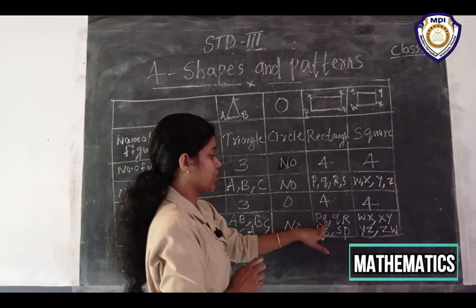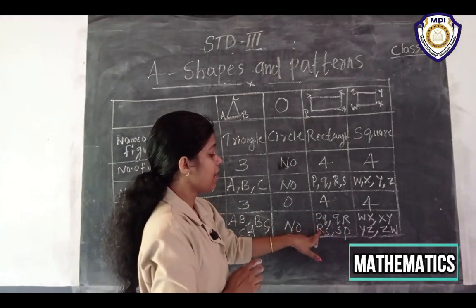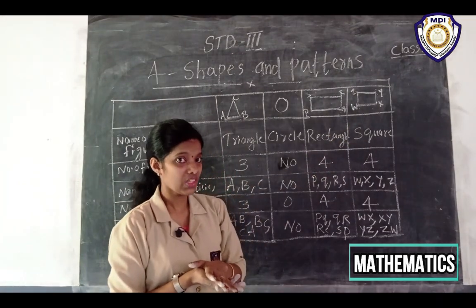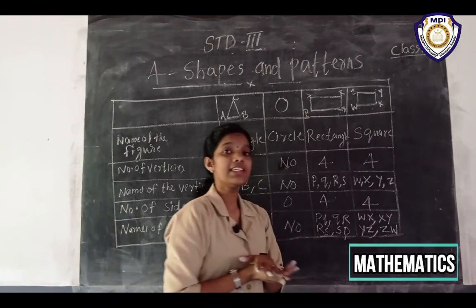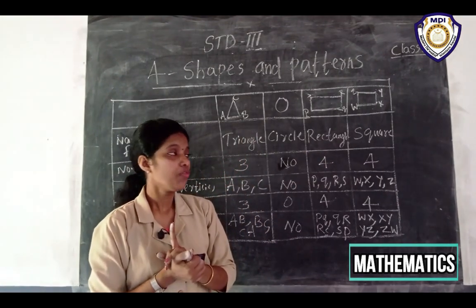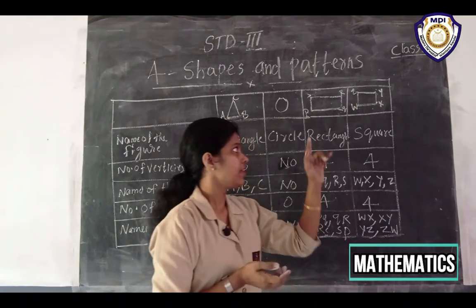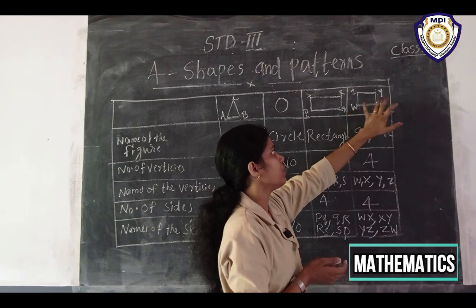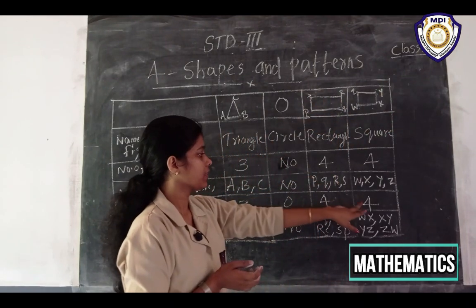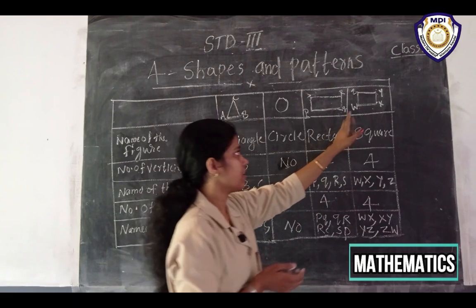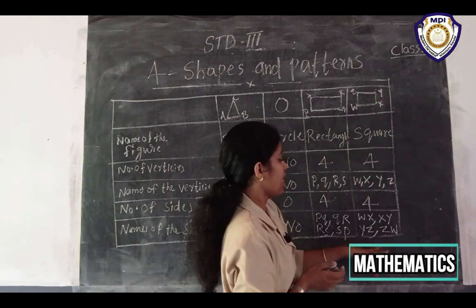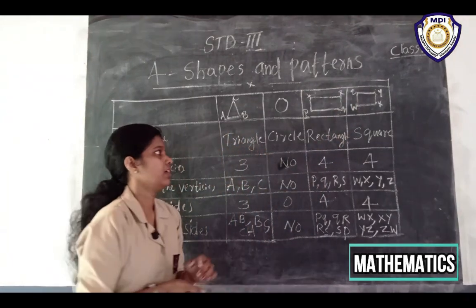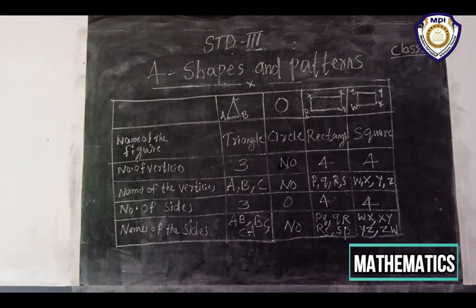Sides are P, Q, Q, R, R, S, S, P. This is a square. A square has four vertices: W, X, Y, Z. Then four sides: W, X, X, Y, Y, Z, Z, W. Okay, write it in your textbook.